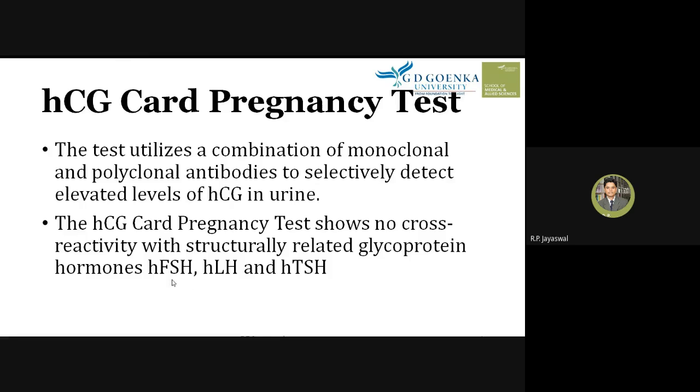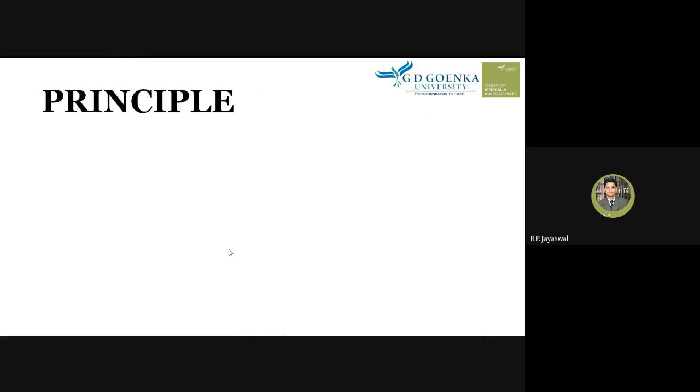What does it mean? It means that if there is an elevated level of FSH, LH, or TSH, it will not bind with the antibodies which are against HCG. So HCG is a very specific hormone, and the specific antibodies, the monoclonal and polyclonal anti-HCG, can only bind to the HCG hormone, not to FSH, LH, or TSH. So there is no chance of cross reactivity with the other hormones.